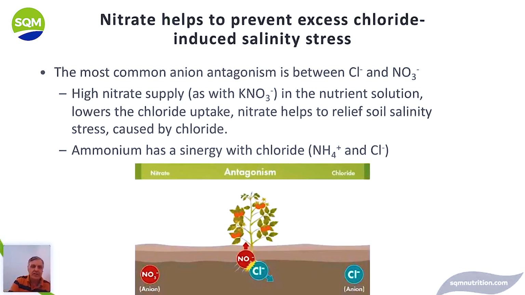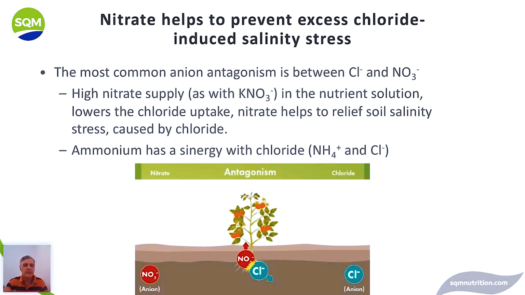Another point, and that's another difference between cations and anions with the charges. We start with the antagonism and synergies. It's because nitrate has a negative charge. Chloride has a negative charge as well. So that means that these chemical elements have the same charge. That means plants cannot uptake both together.